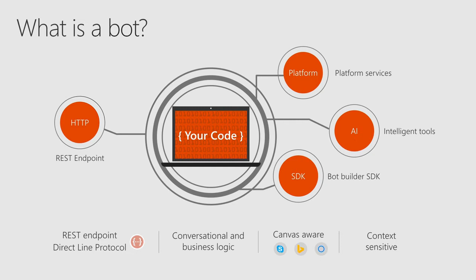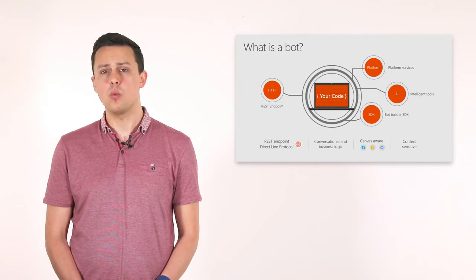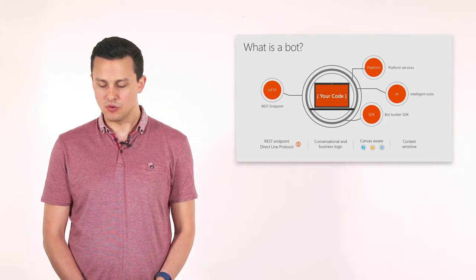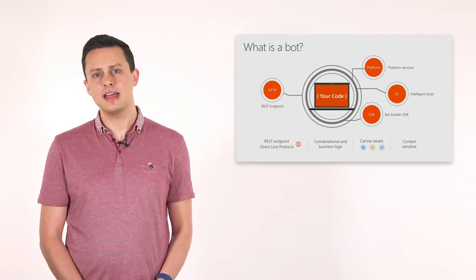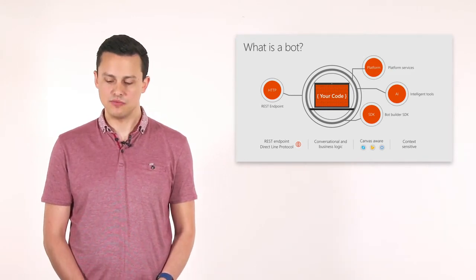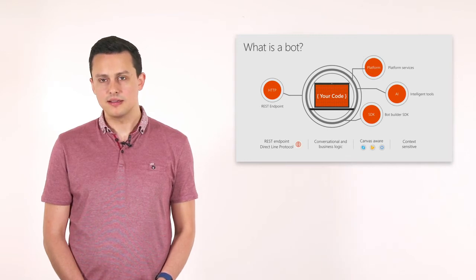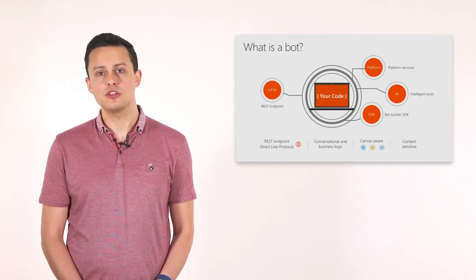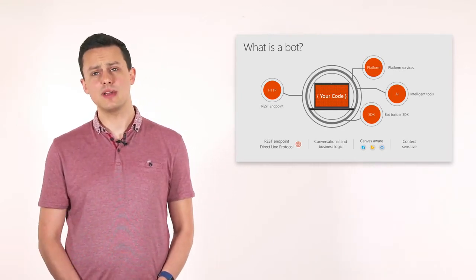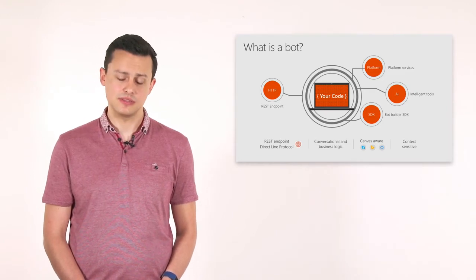So when we think about building bots, what do we need as developers? Well, we need a way of structuring the conversational logic and our business logic. We need to be able to make the bot aware of the different canvases that we want to interact over, whether it be Cortana or Skype or Facebook. We need to make sure that the bot is aware of the context so it maintains its understanding as the conversation evolves. And we'll also need a number of tools. If we want to use natural language, we're going to need services for that. If we need the bot to be able to recognize images, we're going to need AI services for that as well.